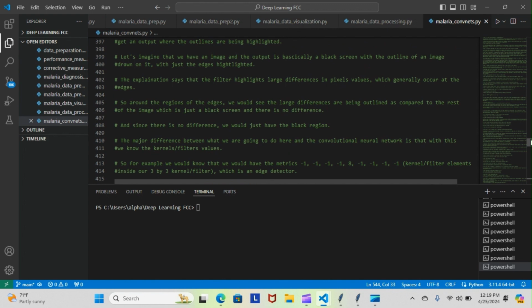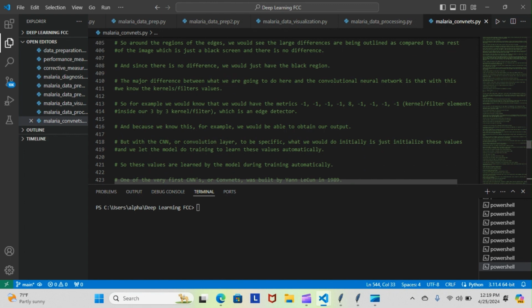The explanation says that the filter highlights large differences in pixel values, which generally occur at the edges. So around the regions of the edges, we would see the large differences being outlined as compared to the rest of the image, which is just a black screen, and there is no difference. And since there is no difference, we would just have the black region.